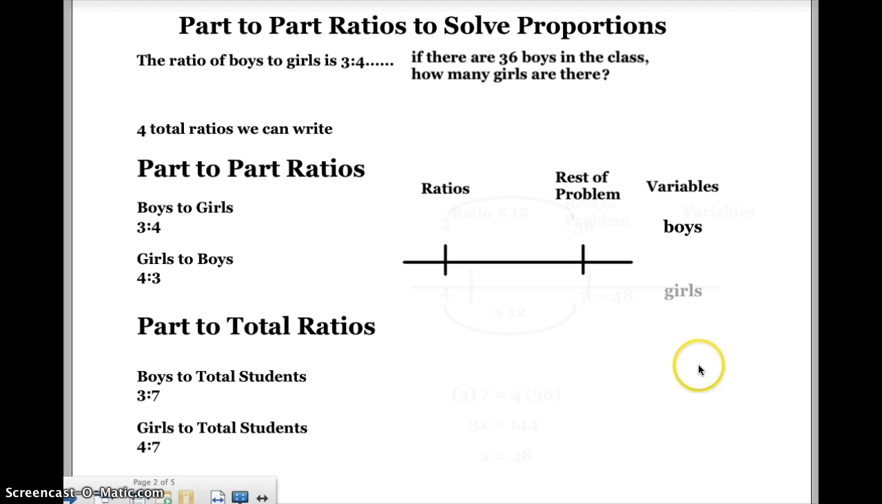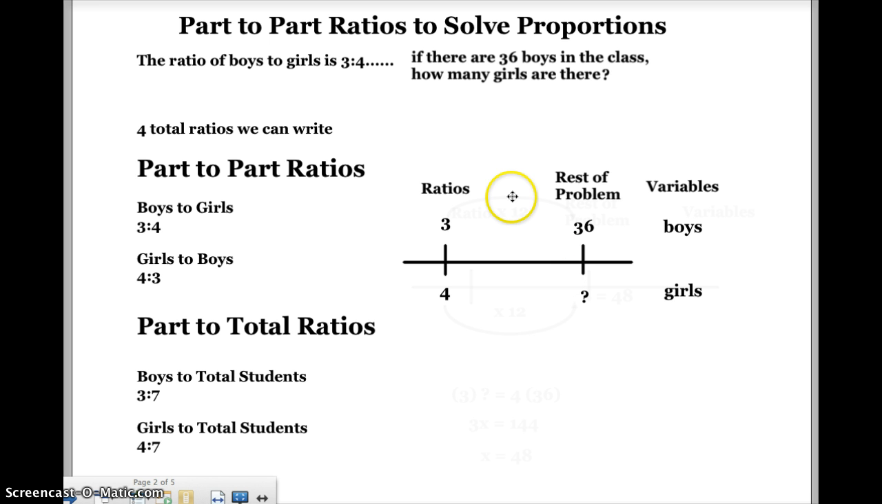Boys and girls. Now I can use the ratio of boys to girls for my part-to-part ratio, 3 boys to 4 girls, and put those down also, 3 boys and 4 girls. And from the rest of the problem, I'm going to get the rest of the information. If there are 36 boys in the class, how many girls are there? So the number of boys in the class is 36. And I'm trying to find out the number of girls in the class, so I'm going to put a question mark down for that.